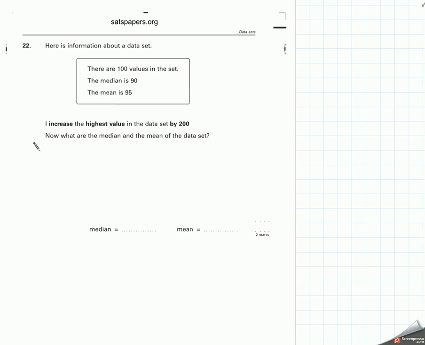Right, question 22. This is actually on the 6 to 8 paper now. This is testing your knowledge about averages, median and mean, particularly what happens when values change. Maybe they've made a misreading and they need to correct it, whatever happens.